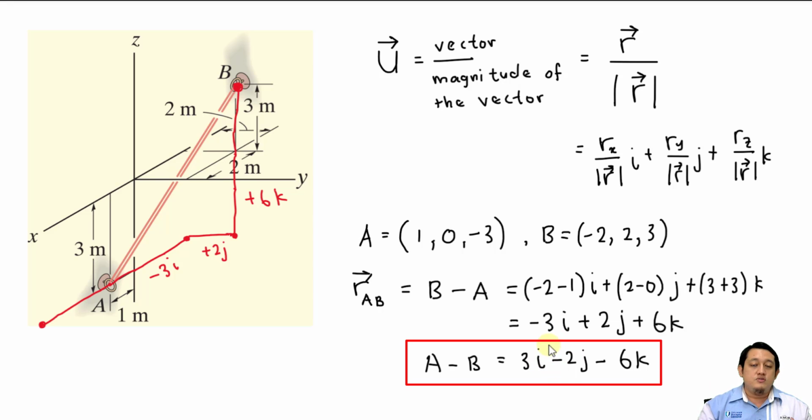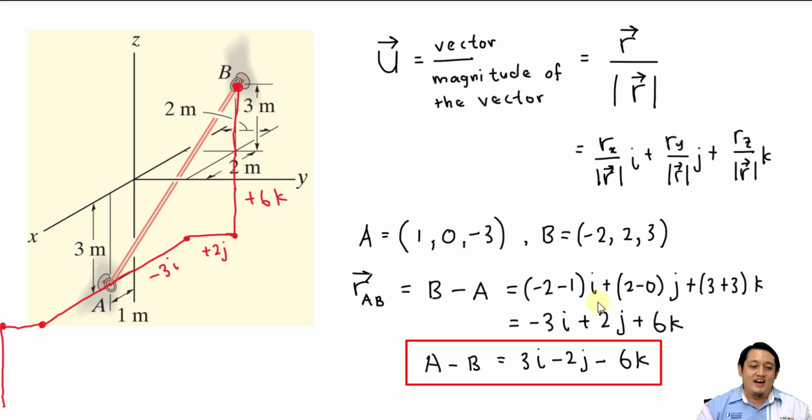Negative 2, so that means we go to the back. Negative 2: 1, 2. Already here. Okay, and then negative 6, so we go downwards. 1, 2, 3, 4, 5. We cannot see it anymore.